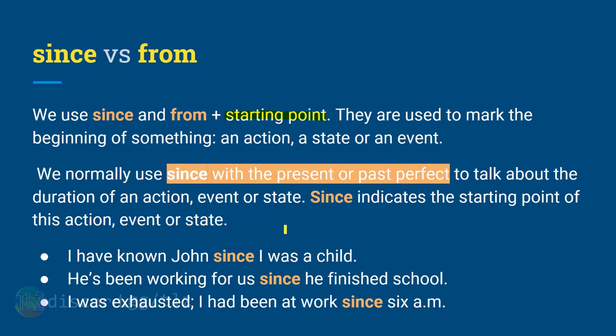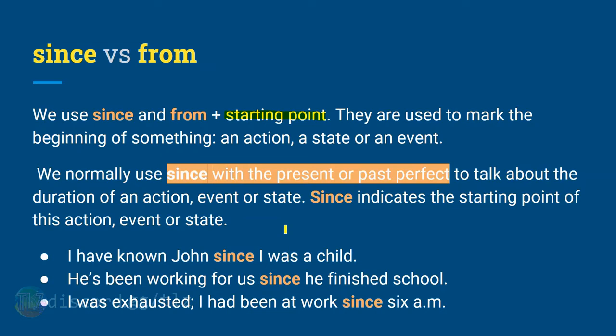It answers the question. If you get confused when writing a sentence like this, you could ask the question, how long have I known John? And then say the answer is I have known John since I was a child. So that's supposed to help you figure out if it's indicating a starting point or just a period of time.